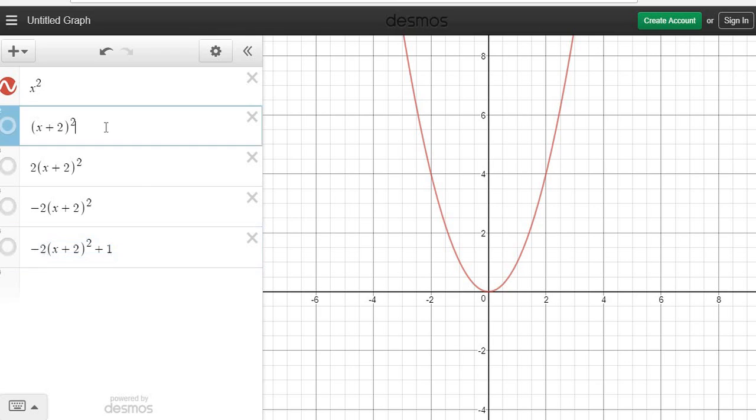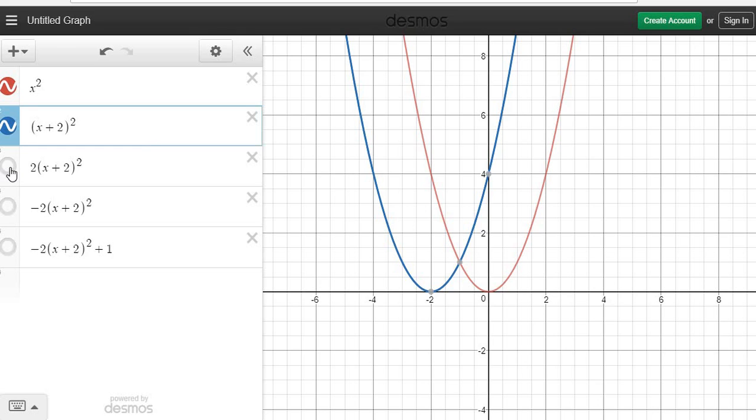So let's just go piece by piece. First of all, this one that I'm about to turn on says x plus 2. We said that adding to x means you go left, so this should take that red graph and move it to the left 2. Let's see if it does. And you can see that blue one that just appeared has shifted to the left 2.